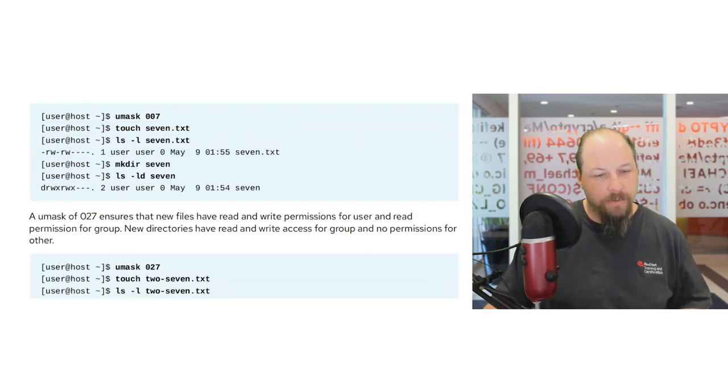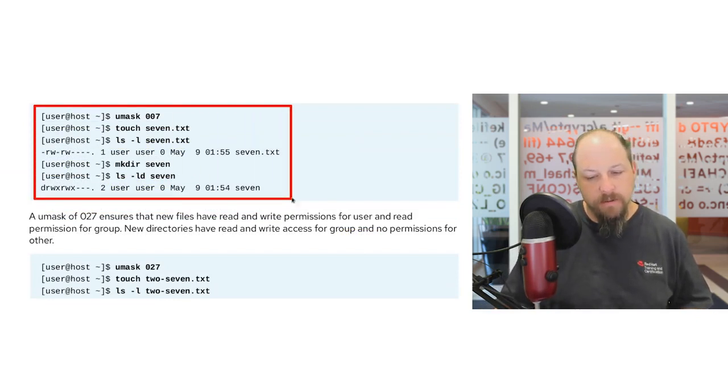Here we can see an example of that being used. The UMask is set to 007, and then, when a file is touched, we strip away all permissions for other. The same is true for directories. With a UMask of 7, all permissions are stripped away from the other access.